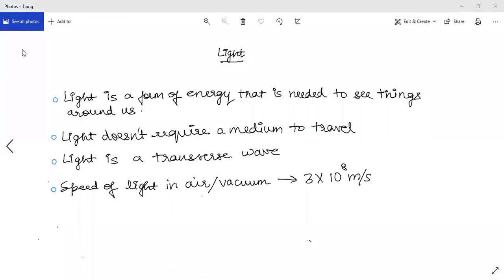Hello everyone, this is Shreya Rathar of class 10 and today I'm going to teach you some easy tricks and important concepts that you should remember in reflection of light.